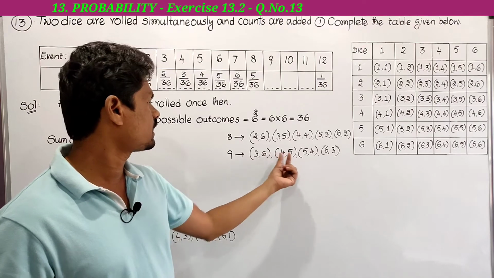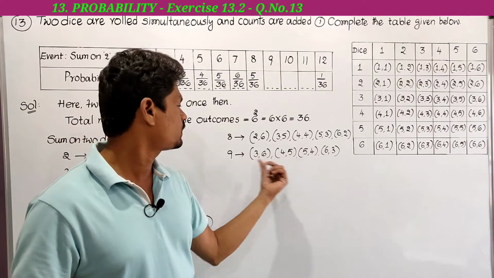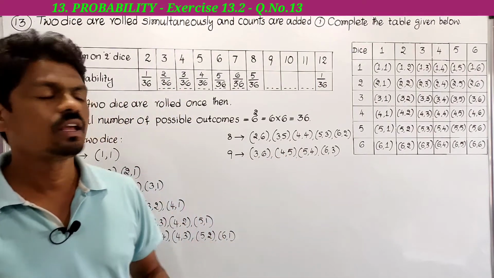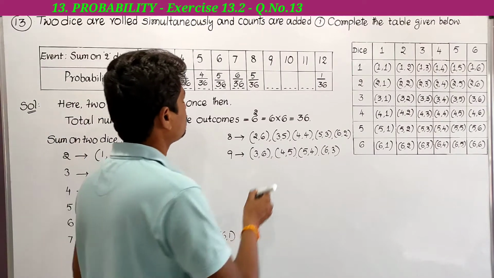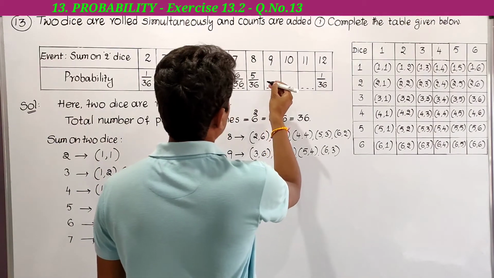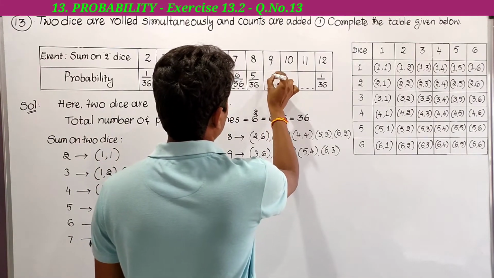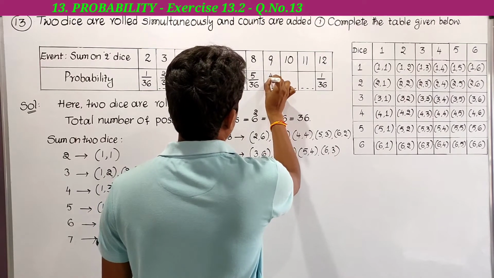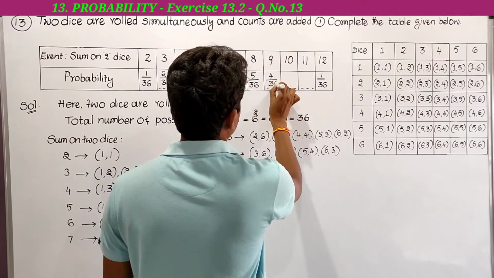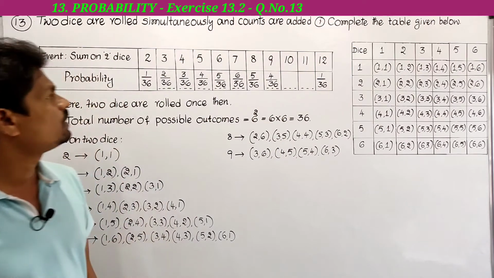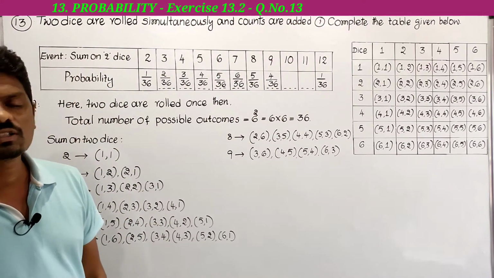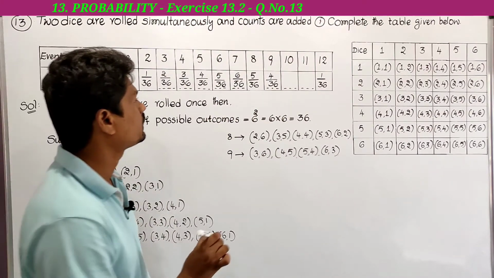3 plus 6 is 9, 4 plus 5 is 9, 5 plus 4 is 9, 6 plus 3 is 9. Therefore favorable outcomes for sum on 2 dice is 9 is 4 divided by total number of possible outcomes are 36. So probability to get 9 sum on 2 dice is 4 by 36.